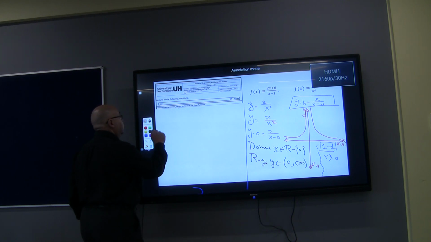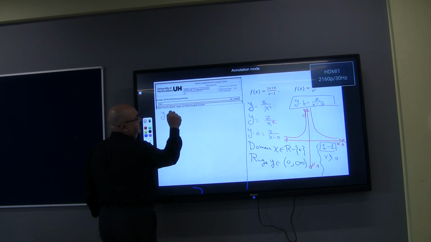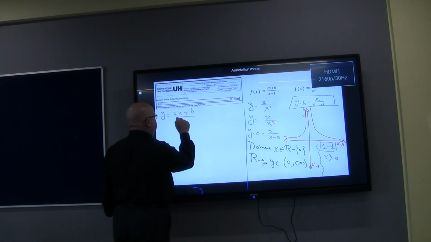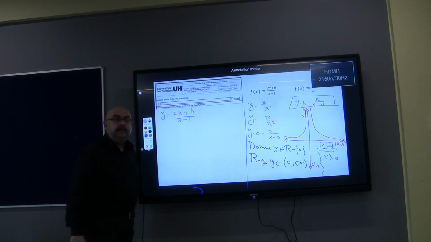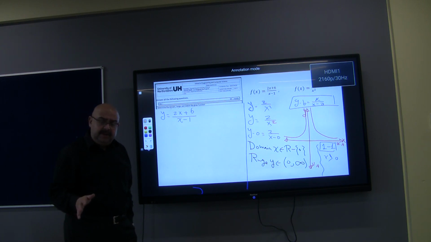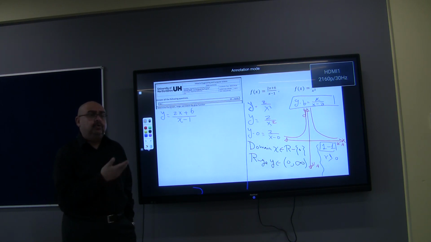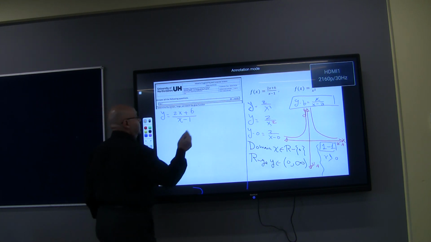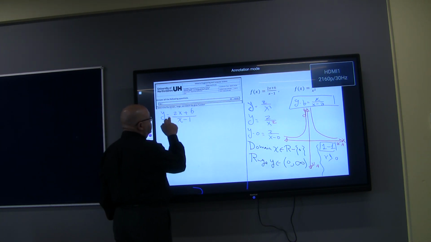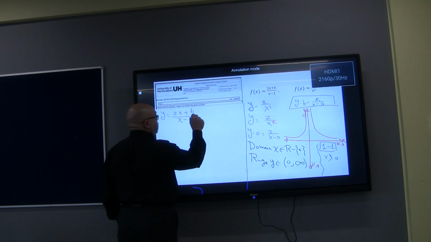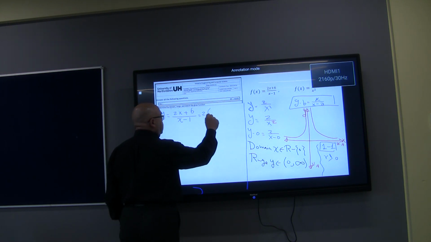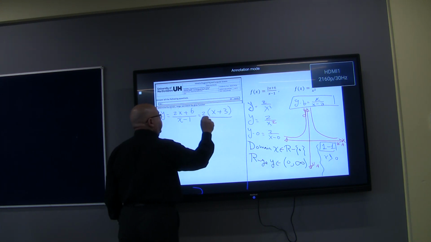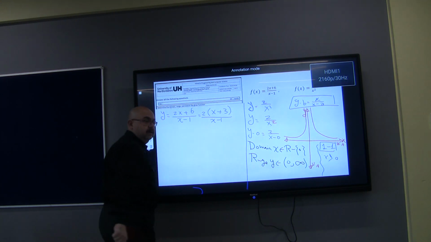Now let's do the second function. The second function says y equals 2x plus 6, divided by x minus 1. Also, in a similar manner, I want to put it in the main form. How to put it in the main form? Simply, I need this to be x minus 1. So, simply, I will take 2 as a common factor. So, I will have x plus 3, divided by x minus 1.